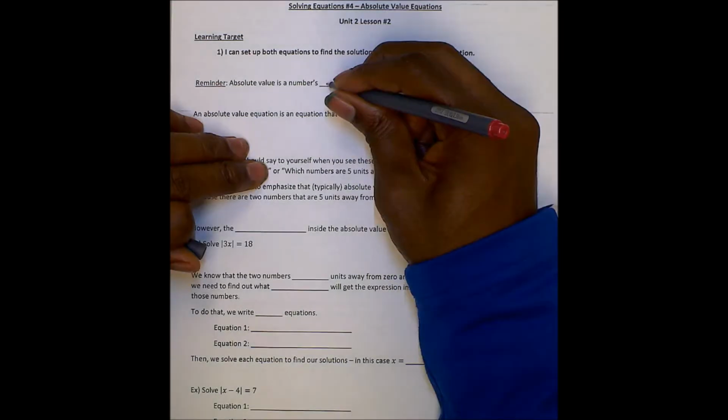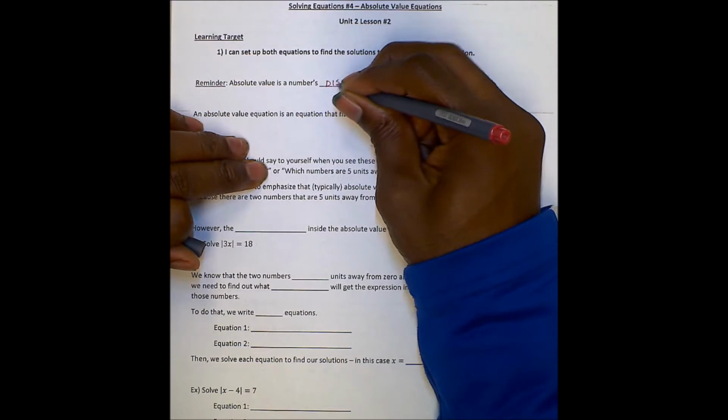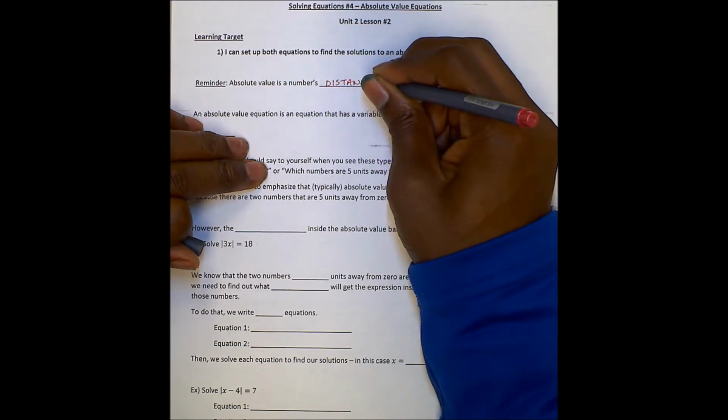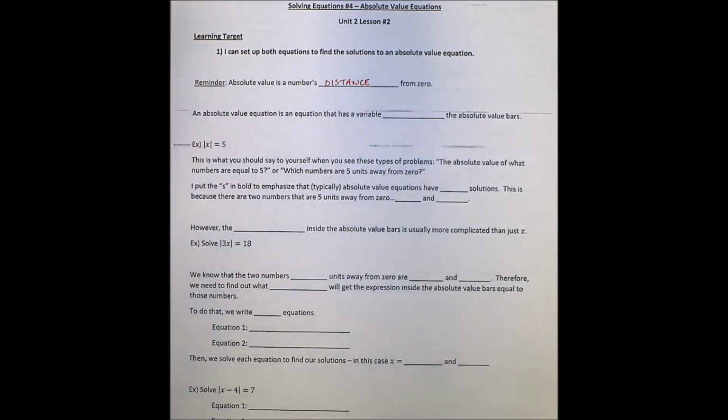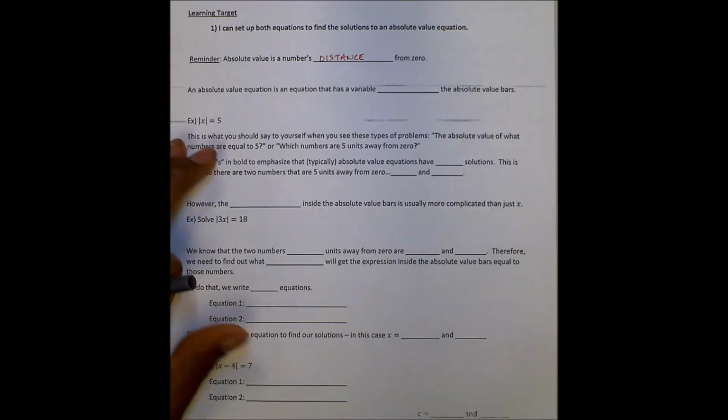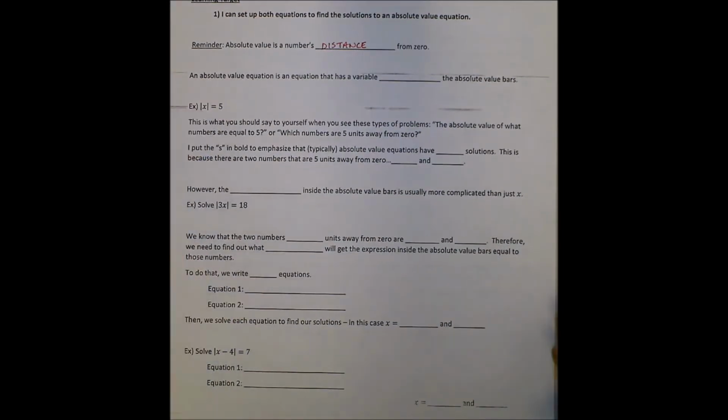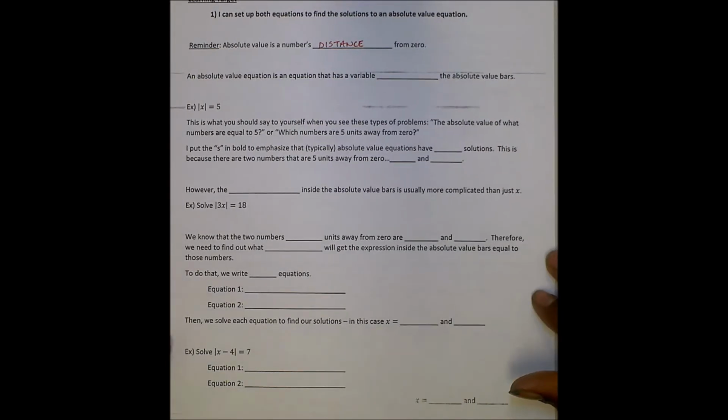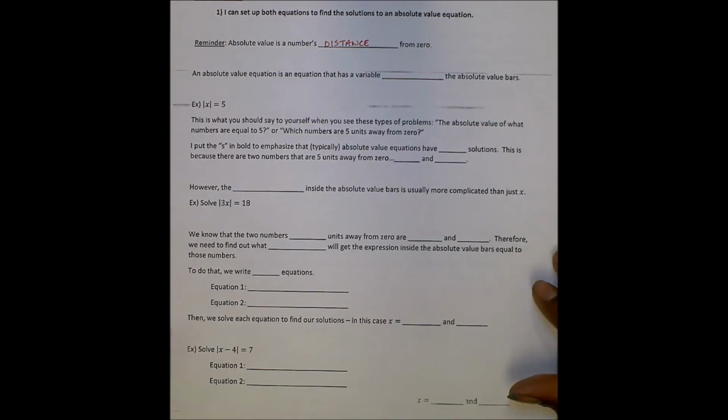Okay, and it's important to know its distance because that way we realize that the number cannot be negative, as distance can't be negative. Okay, no matter which direction you're running, you're going to be running a distance. So I'll run a mile left, or if I want to run a mile right, still running a mile. Cannot be a negative mile.